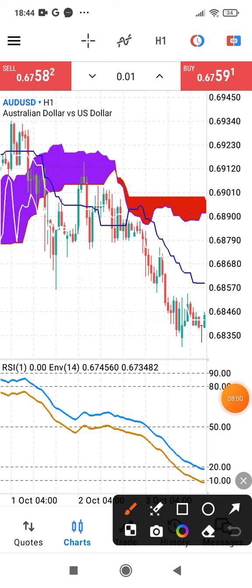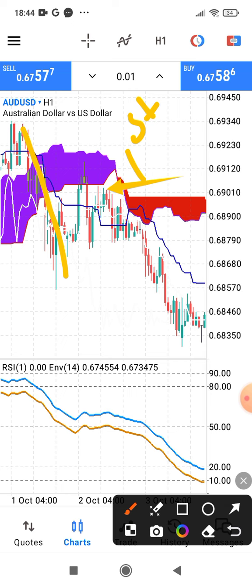When you look at that entry, somebody could have entered here. That is one option of entry, the first option. After the market came back to retest, before breaking down, you could have entered there.